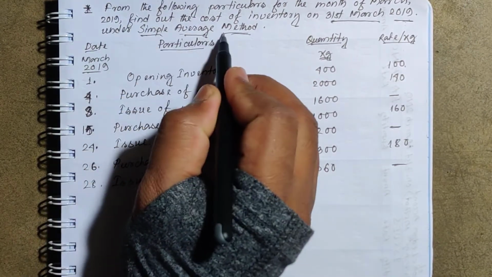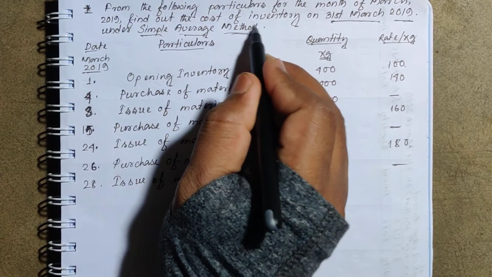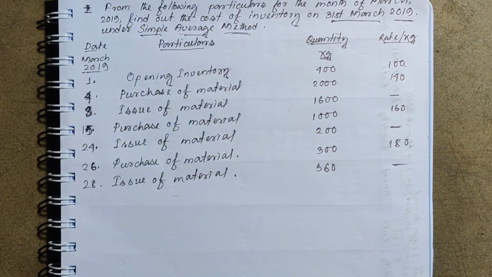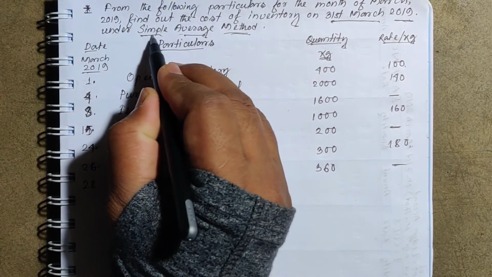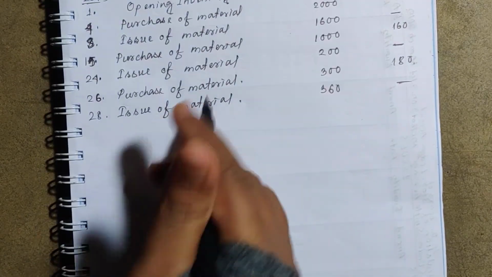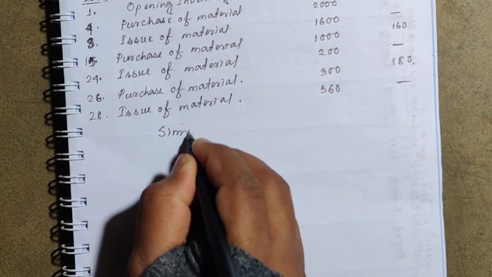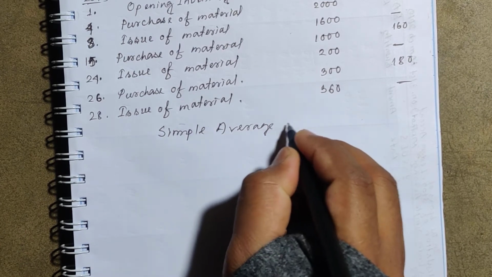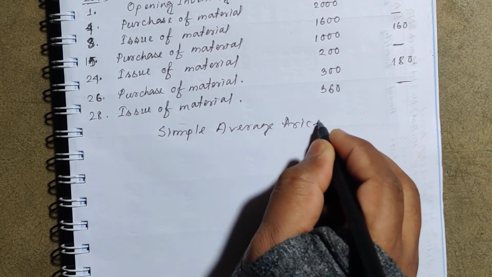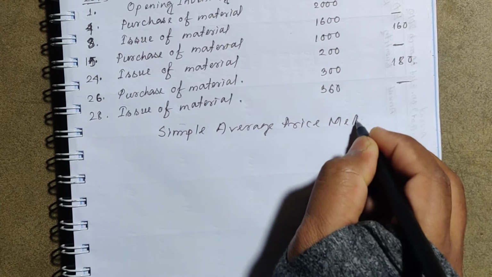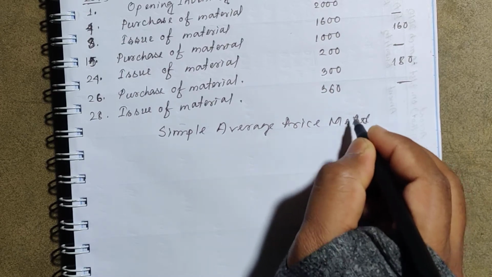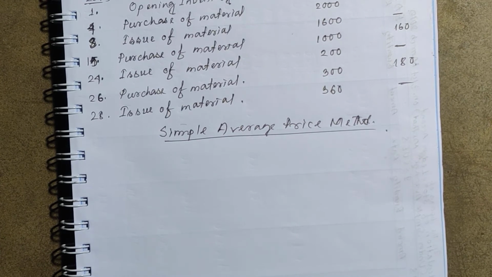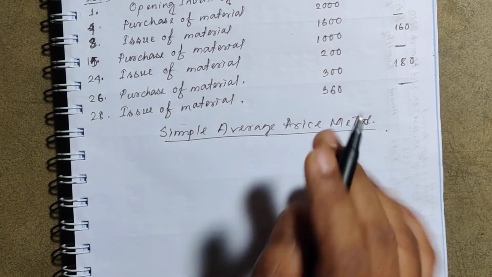Friends, for the simple average method, the name of the process is saying its procedure. Simple, that is simple. The name is simple average price method. Most people say simple average method, but exactly it is the simple average price method.